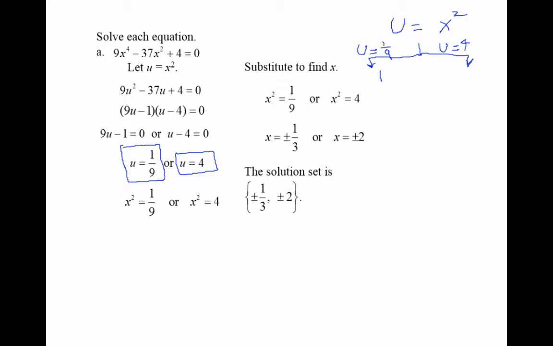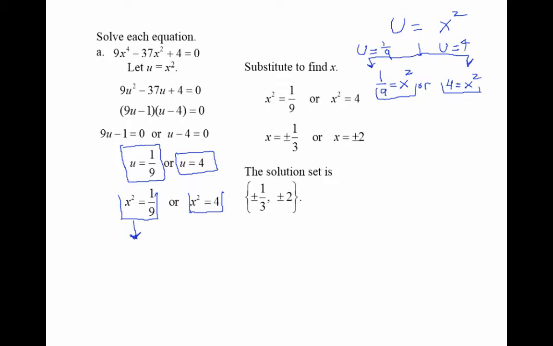So let's see what x is. So in the first case, 1 over 9 must be equal to x squared, or 4, which says u is equal to x squared. So these are the two equations we have to solve for x, and that's what we're doing here. X squared is equal to 1 over 9, or x squared is equal to 4.